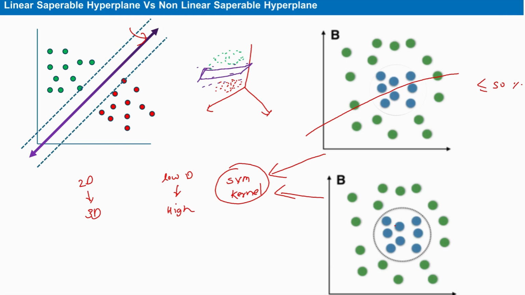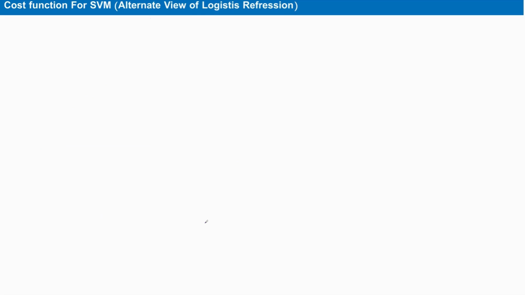How it actually works, and the mathematical intuition behind it, we will see in the later slides. I hope you got the point. So let's move to the next topic, which is the cost function for the support vector machine.